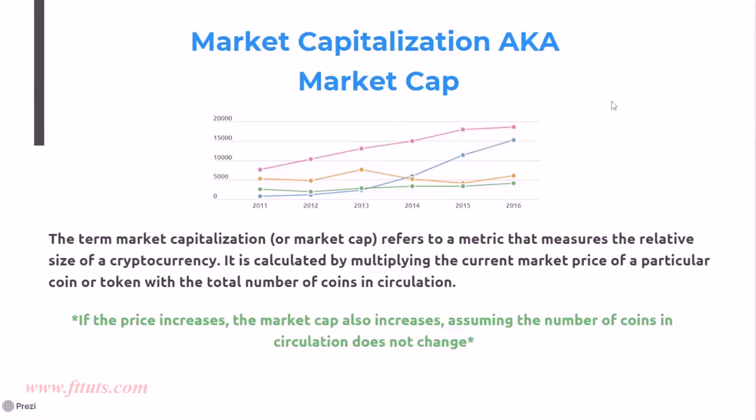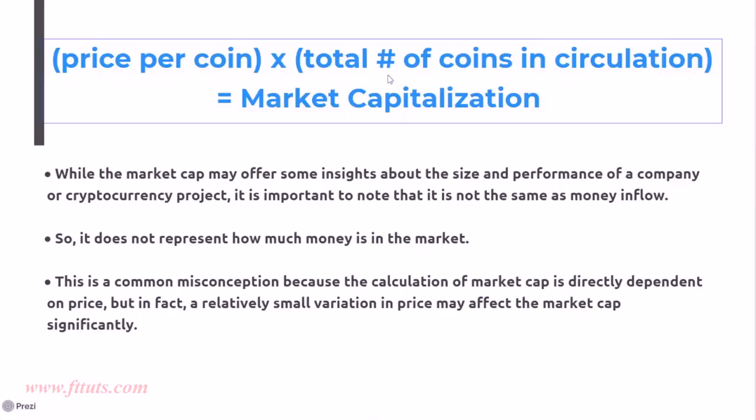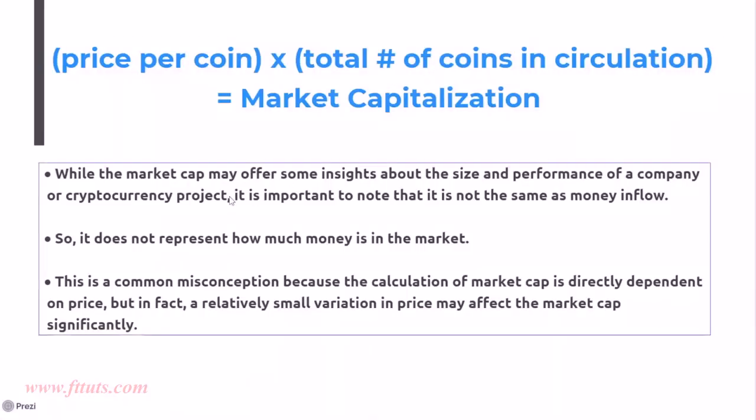Okay, so first thing we're going to learn about is market capitalization, also known as market cap. The term market capitalization refers to the metric that measures the relative size of a cryptocurrency. It is calculated by multiplying the current market price of a particular coin or token by the total number of coins in circulation. So if the price increases, the market cap will also increase, assuming the number of coins in circulation does not increase. Price per coin times total number of coins in circulation equals market capitalization.